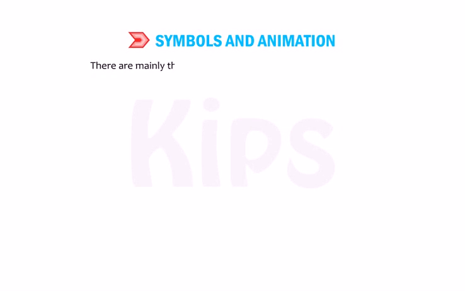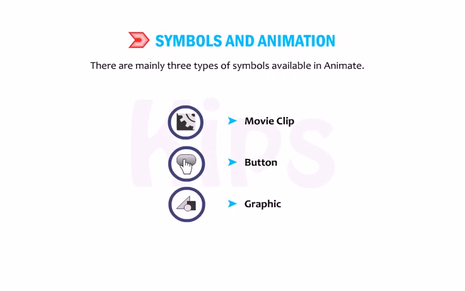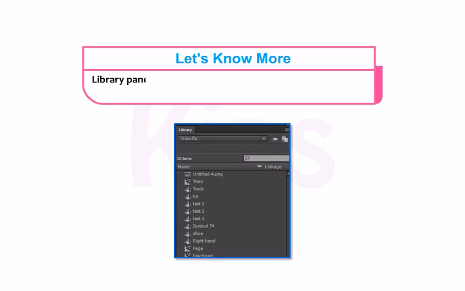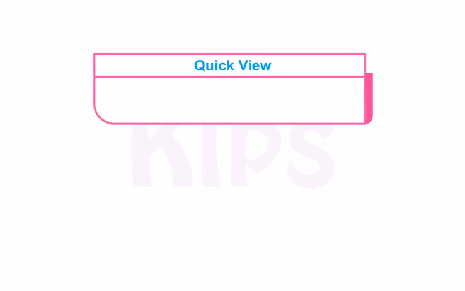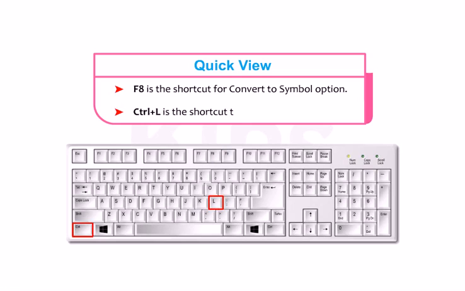There are mainly three types of symbols available in Animate: movie clip, button, graphic. Students, let us know more. Library panel is the storehouse of symbols from where these are used throughout the movie. Students, let's take a quick view. F8 is the shortcut for convert to symbol option. Ctrl+L is a shortcut to open the library panel.